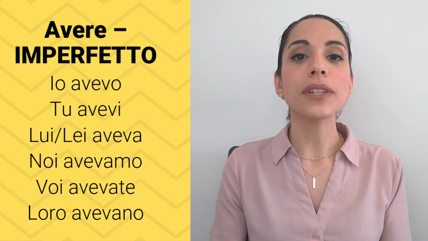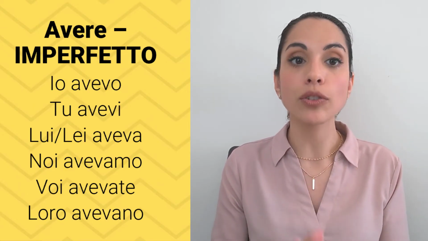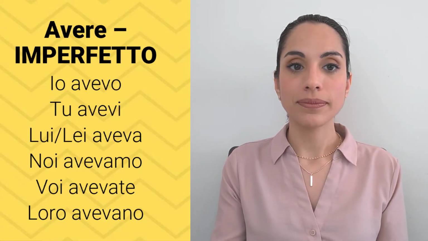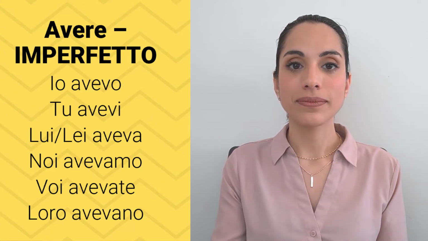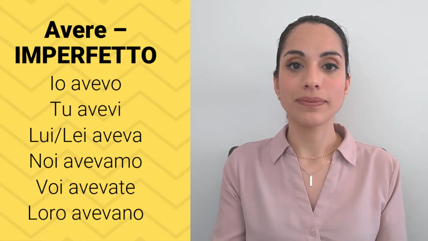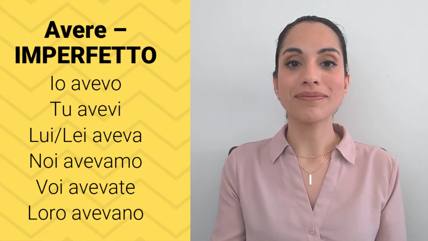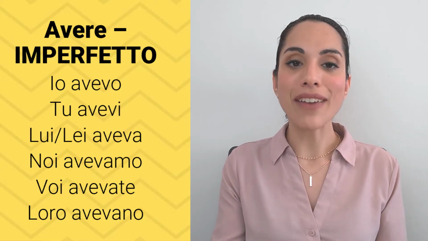Molto bene, let's repeat this once more in Italian only. So this is imperfetto of avere. Io avevo. Tu avevi. Lui, lei aveva. Noi avevamo. Voi avevate. Loro avevano.